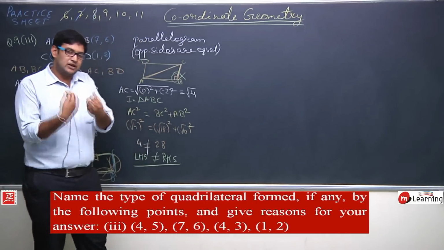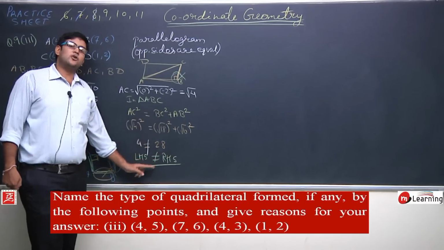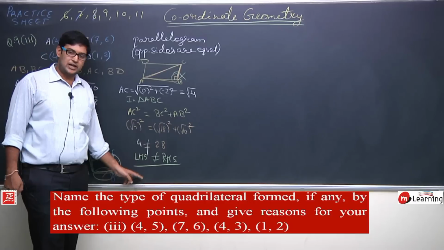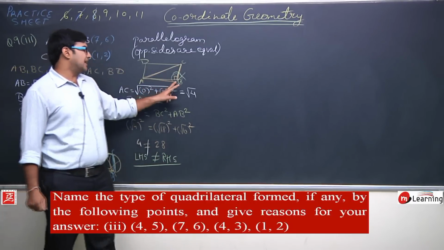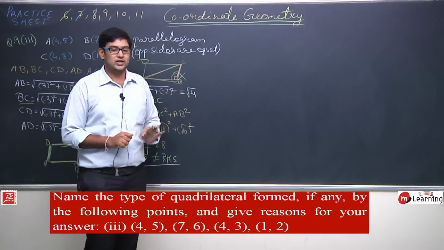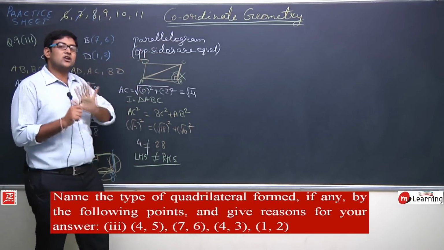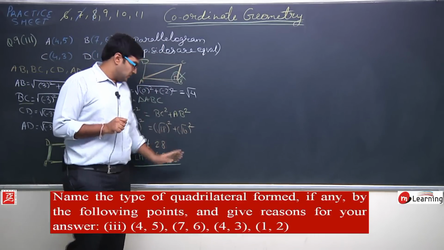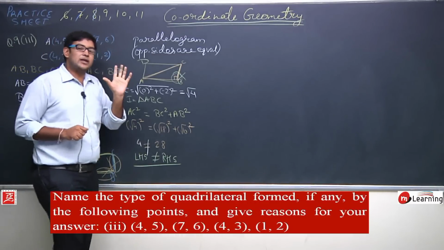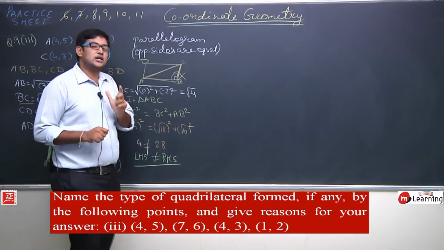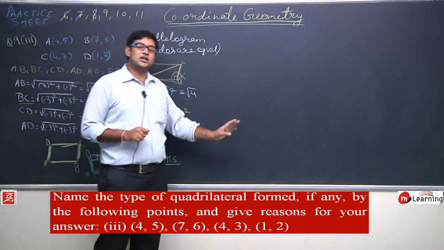Okay, I will repeat the conclusion. Since this triangle does not follow Pythagoras theorem, this is what we have proved, LHS is not equal to RHS. So this triangle does not follow Pythagoras theorem, it means this angle is not a right angle. This is not a 90 degree angle, and if this angle is not a right angle, then this parallelogram cannot be a rectangle. So what we have deduced is that these 4 points are forming a parallelogram but not a rectangle. This quadrilateral is a parallelogram, but it is not a rectangle.